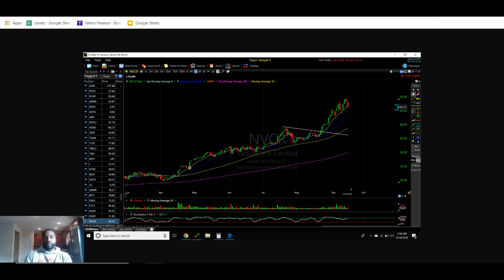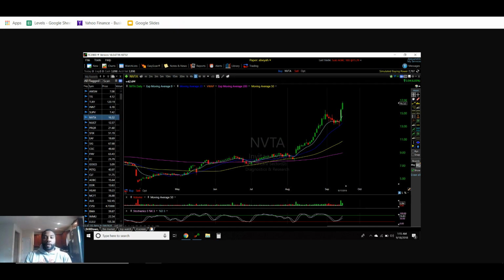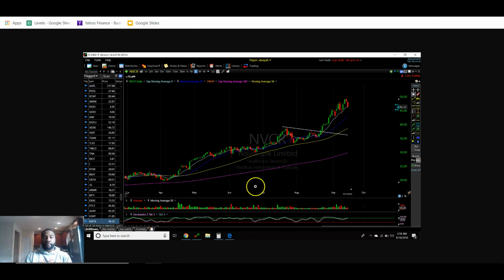Then price trends higher, but the next time it comes back down to the 9 exponential moving average, it doesn't hold it. But what's close by? Its cousin, the 20 moving average. So a bounce occurs there, but it's not a super huge bounce like we just saw on NVTA.